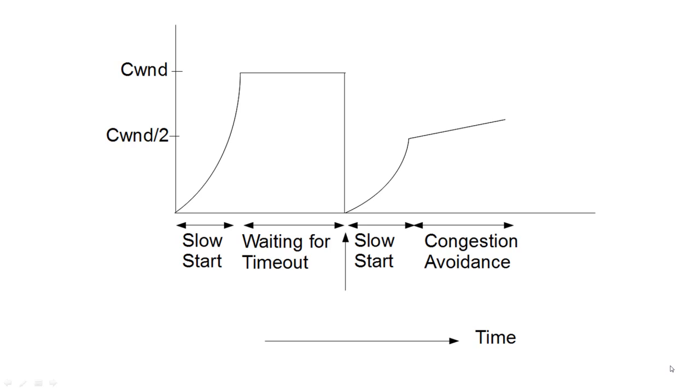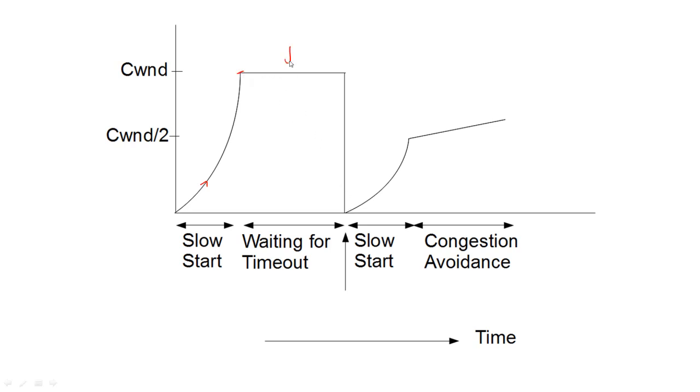So the same thing is captured via this figure. So to begin with, you do slow start. So you increase the congestion window by 1 for every acknowledgement, which means for every round trip time, you're doubling the congestion window. So this is the exponential increase. And then at this point, you push the network into congestion. So you are waiting for a timeout.